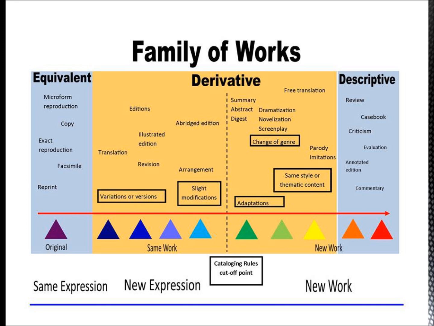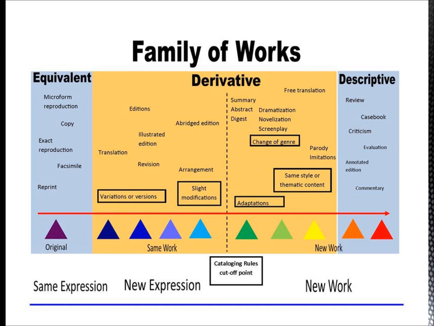So moving to the right, we see that the left-hand side of the orange box shows examples of derivative works: different editions, Hamlet with illustrations, a translation of Hamlet into a different language, an abridged version. These all represent the same work, Shakespeare's Hamlet, but they are now a different expression, a new expression. It isn't the exact words of Shakespeare. It's different words expressing the same idea.